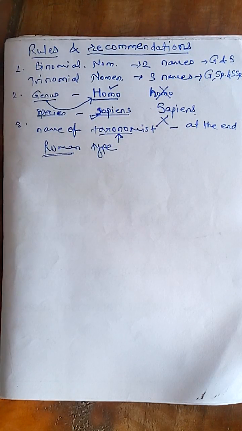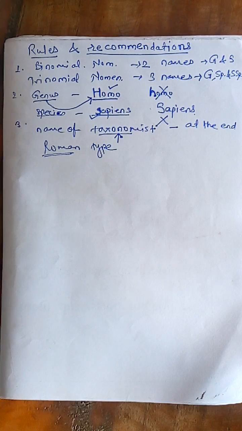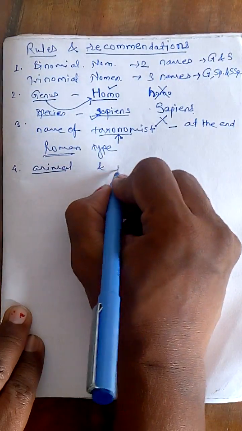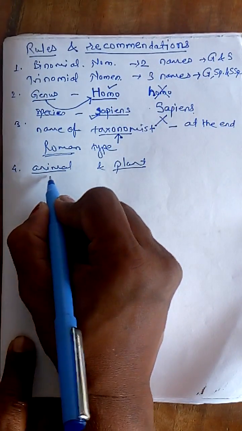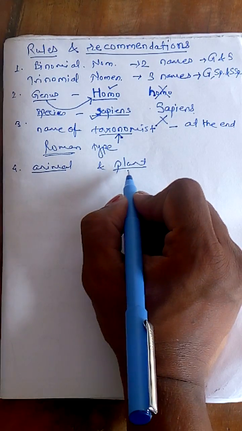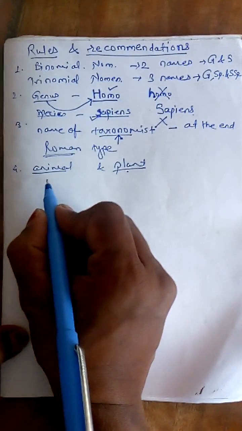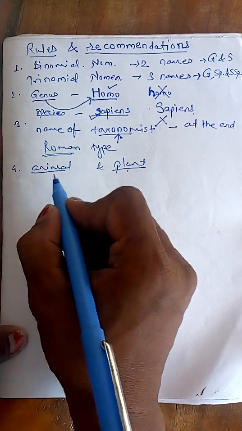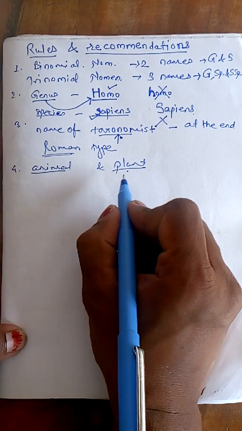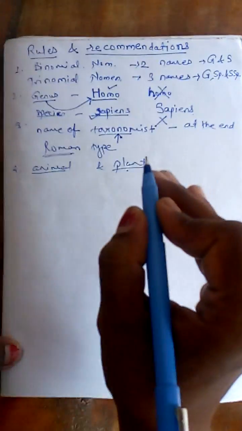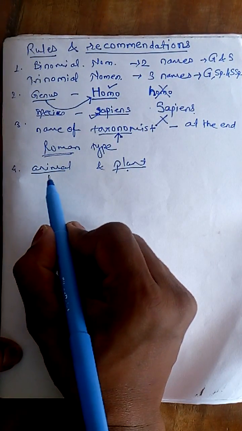Okay, so we start with the fourth rule. The scientific name of plant and animal must be different. So if we are taking the scientific name of an animal, it doesn't match with the name of a plant. Or if we are naming a plant, the name of that plant must be different from the name of the animal. Because why are we giving the name? To avoid confusion. If the scientific name remains common in plants and animals, it again creates confusion. So to avoid the confusion and for our convenience, the scientific names of plants and animals must be different from each other.